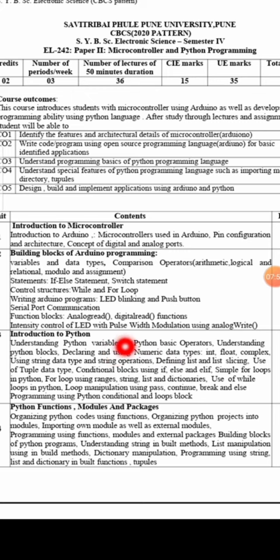What is meant by a variable, how the variable can be written in Python language, Python basic operators. Then understanding of Python blocks, declaring and using numeric data types, integer, float, complex, using string data. That means in this chapter we are going to study variables, constants, data types, the remaining data types, and how to write the statements in Python.